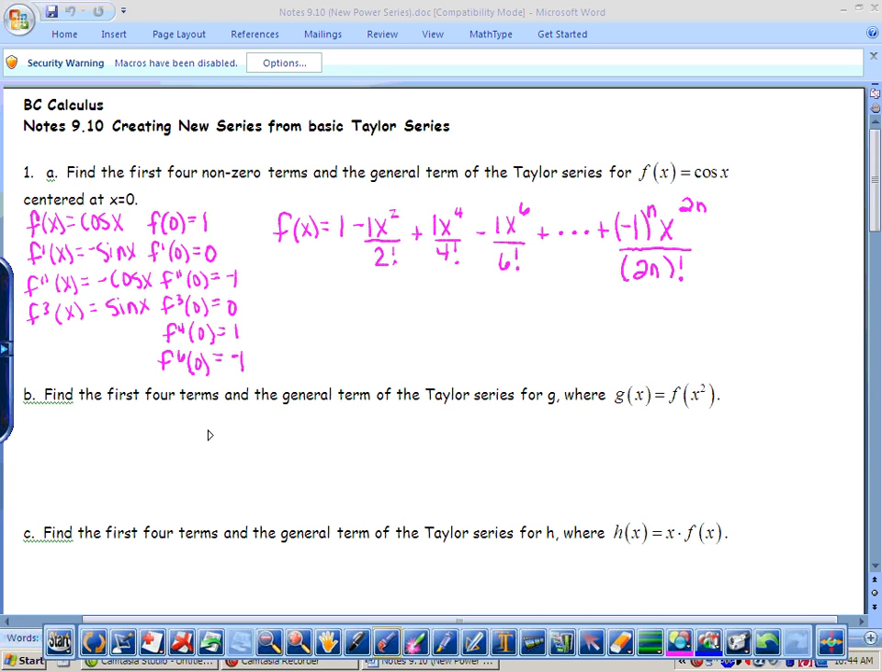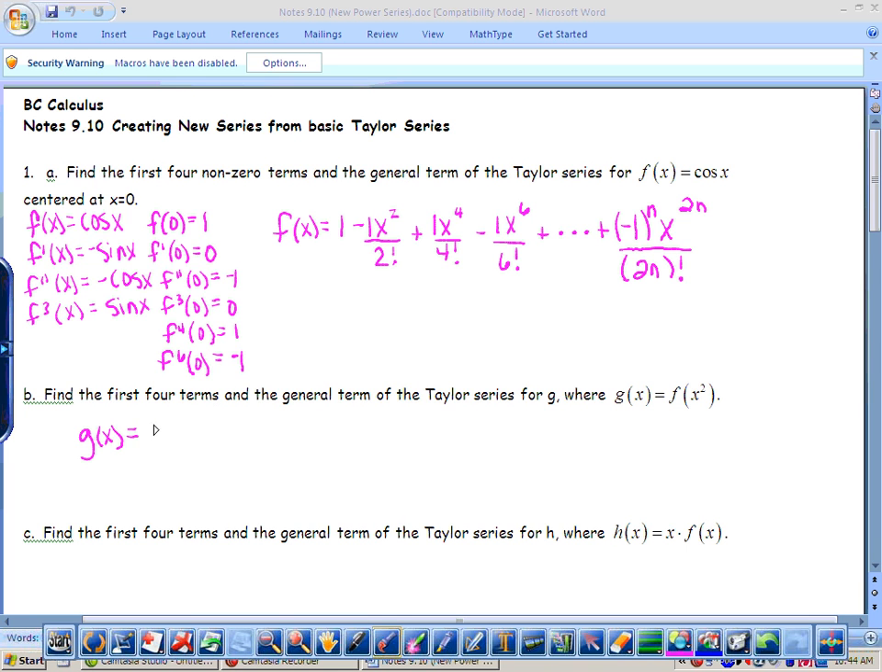All right, find the first 4 terms and the general term of the Taylor series for g, where g of x equals f of x squared. Well, I have f of x sitting up here in part A. What would I do to find f of x squared? If in Algebra 1, I gave you that f of x equals 5x plus 3, and I asked you to find f of 2, what would you do? Plug a 2 everywhere you see an x. So if I want to find f of x squared, I plug in x squared everywhere I see an x.